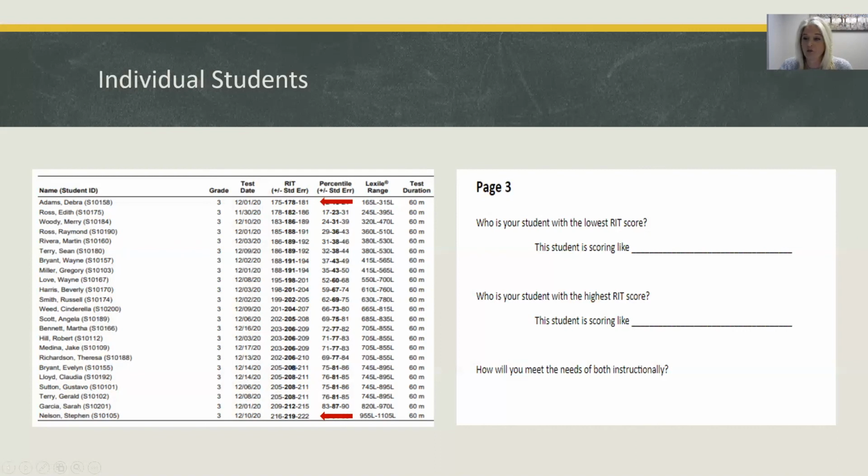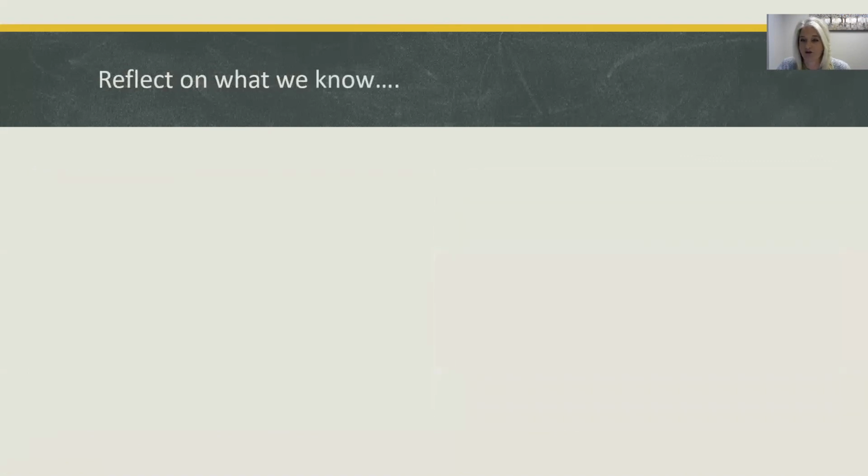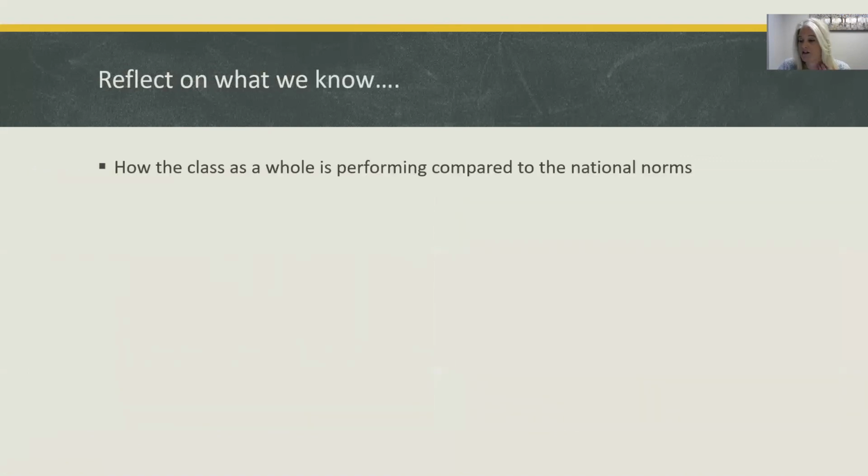So that's what is available in the class report. So if we think about what we know from the class report, we know how the class is performing as a whole. I would suggest that when you give the fall assessment, this is the report I would go to. I would go to this report. I would learn about my group. This is the group that I have this year. This is how they're performing as a whole.